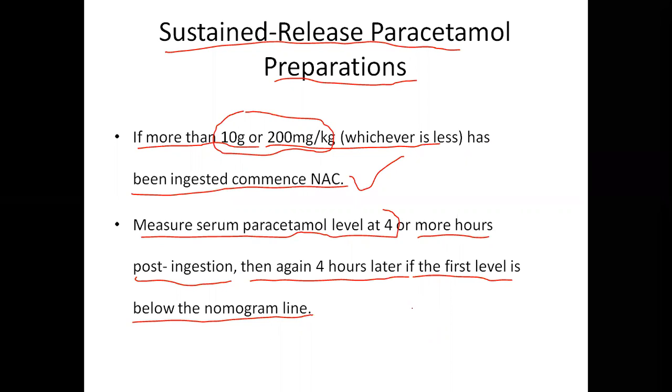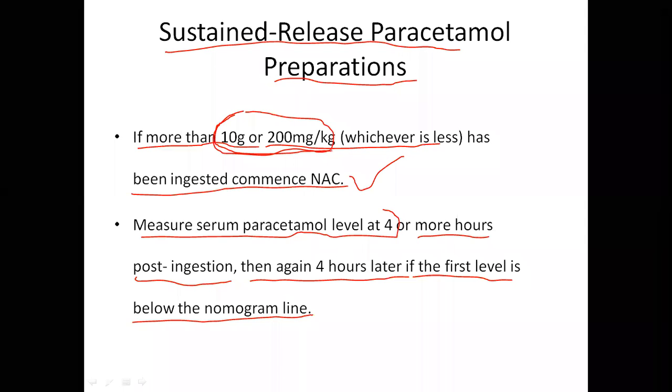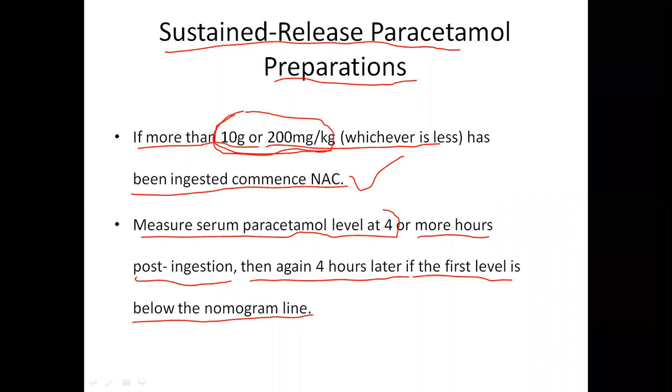I'll give an example. Suppose you have a patient and he has taken a sustained release paracetamol tablet and the dose of paracetamol taken is high, yani threshold. Once he comes to the emergency in the hospital, what do you have to do? First thing you have to do is start the NAC because it is sustained release. Okay, you are getting my point?